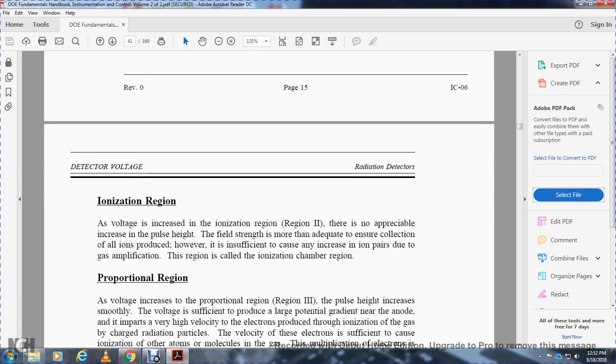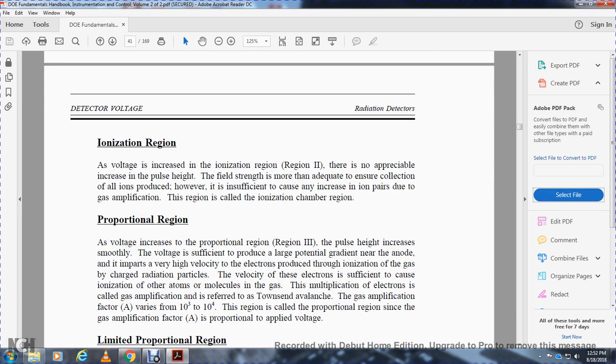Ionization region. As the voltage increases in the ionization region, region 2, there is no appreciable increase of the pulse height with the field strength, but it is adequate to ensure the collection of all the ions produced. However, it is insufficient to cover the increase of ion pairs due to the gas amplification in this region, called the ionization chamber.